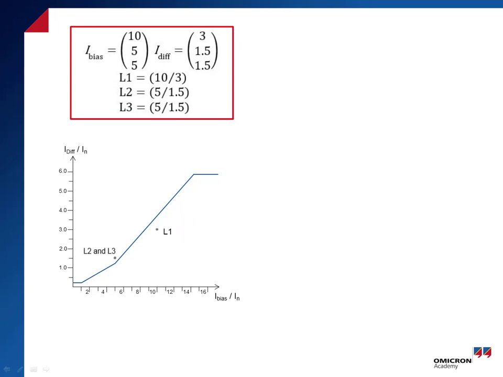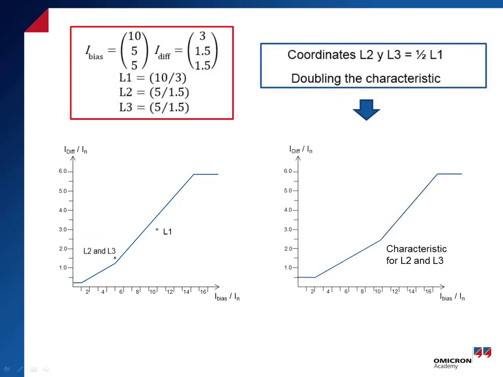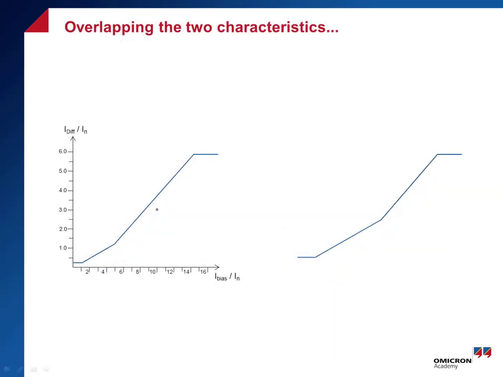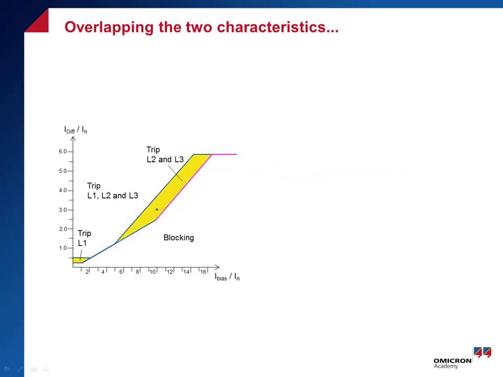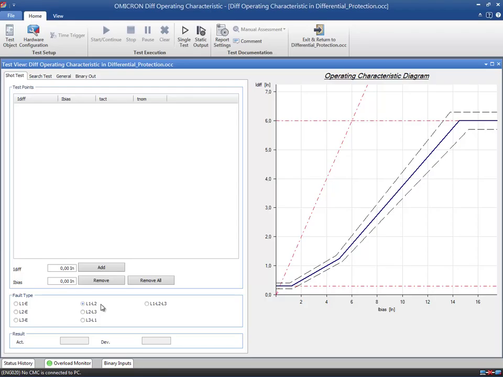For this reason, the characteristic for the non-faulty phases has to be adapted in order to match the relay's behavior. The characteristics of the faulty and the non-faulty phases are then put together to get the resulting characteristic. The characteristic that you see in the operating characteristic diagram is adapted automatically to show whether you can expect a trip or not. We will now test a three-phase fault as an example.